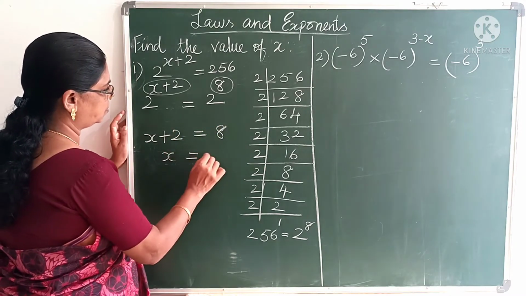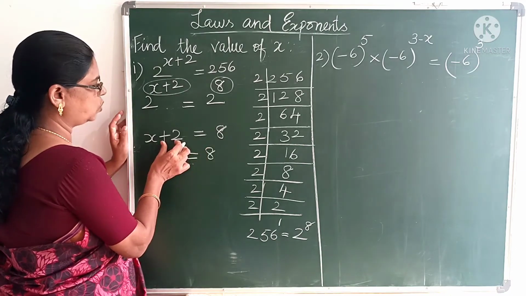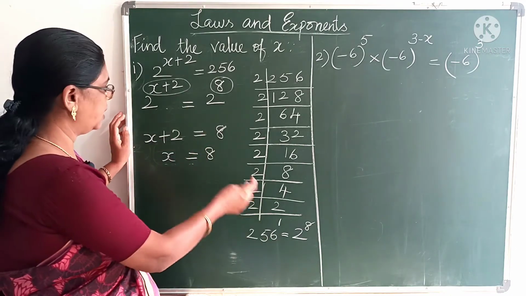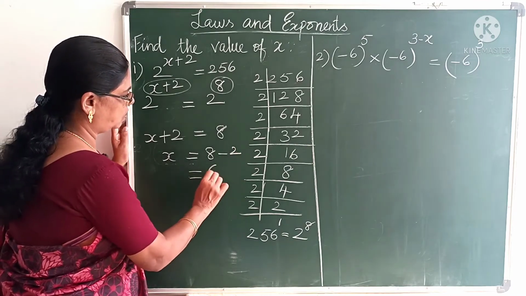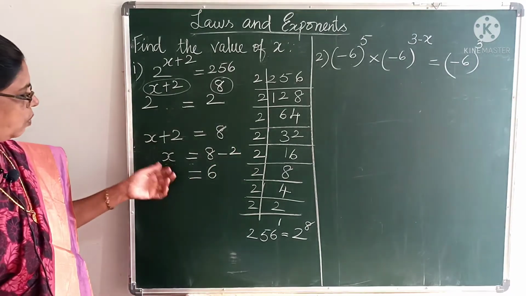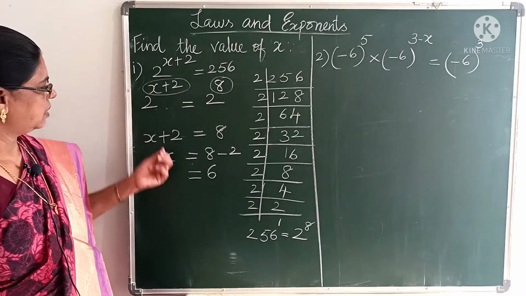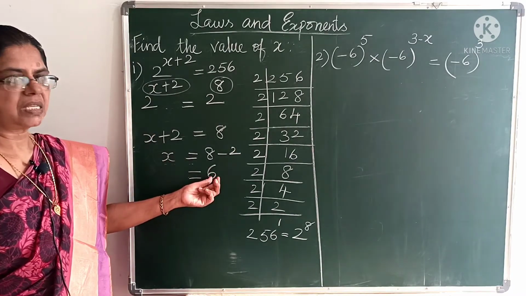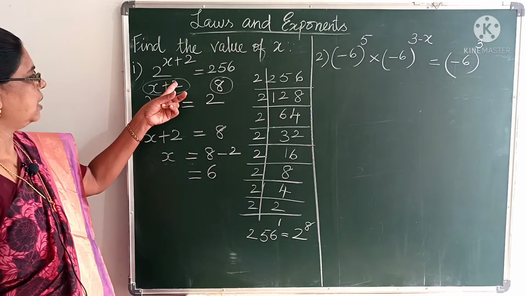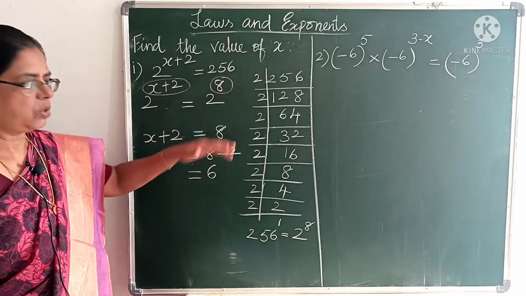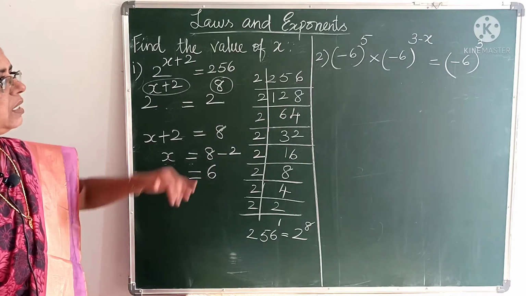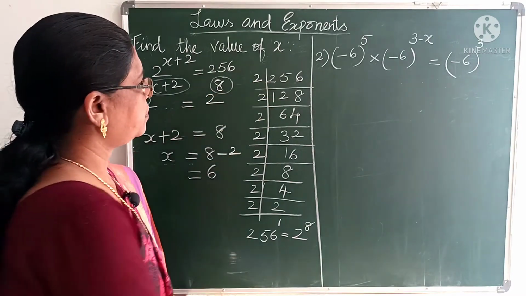x is equal to 8 minus 2. When you bring it to the other side, it becomes minus. So 8 minus 2 is 6. So what is the value of x here? The value of x is 6. If you put this value here, 6 plus 2 will become 8. So your answer is correct. Let us learn the next one.